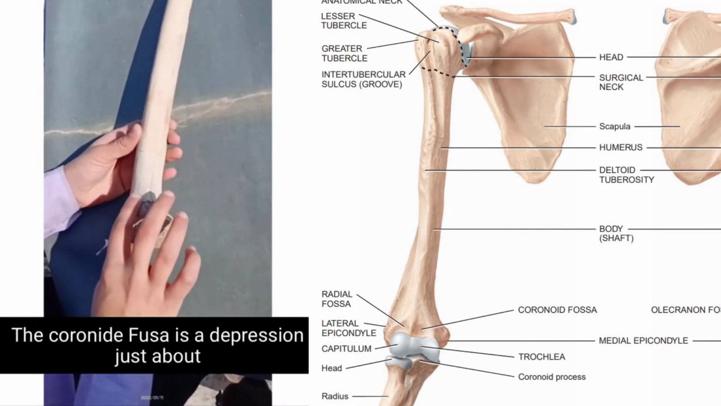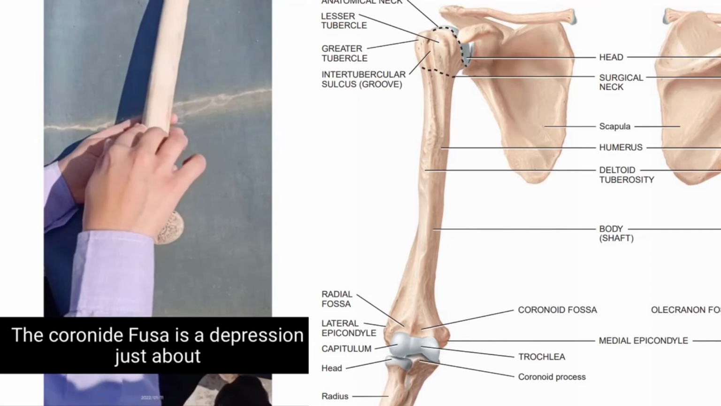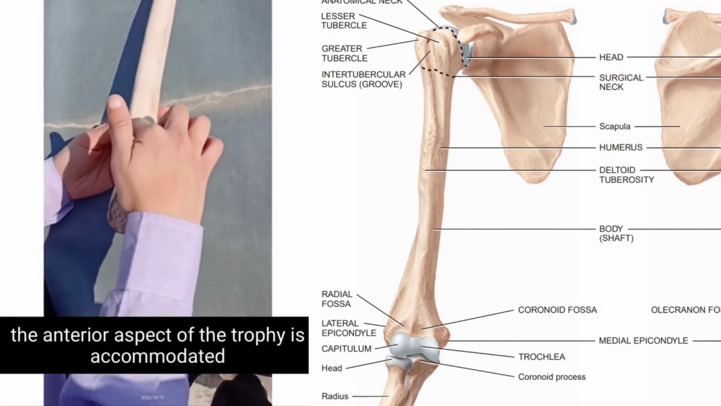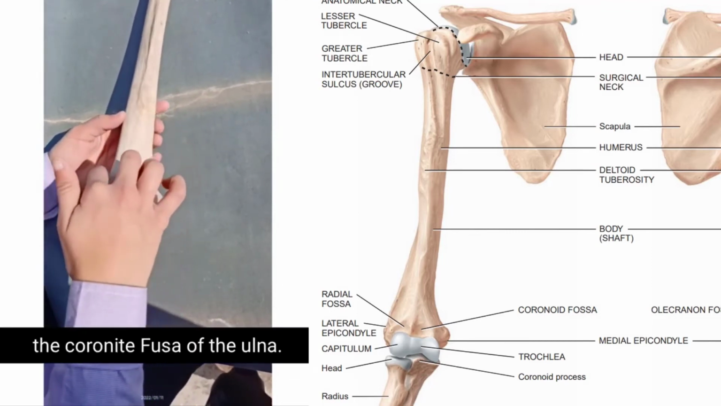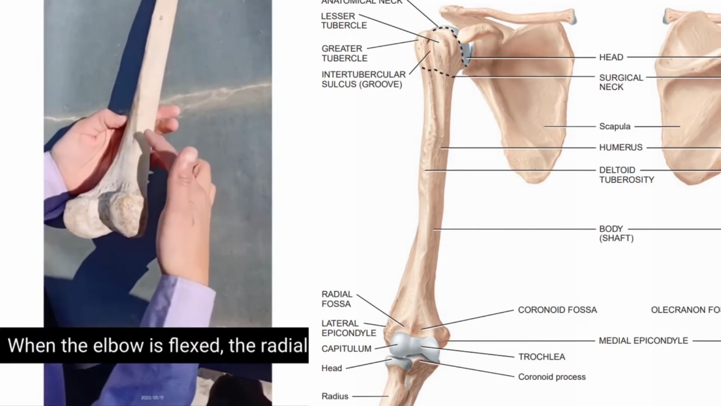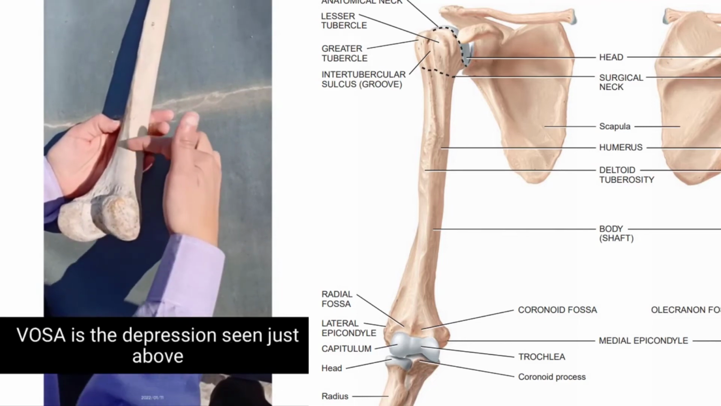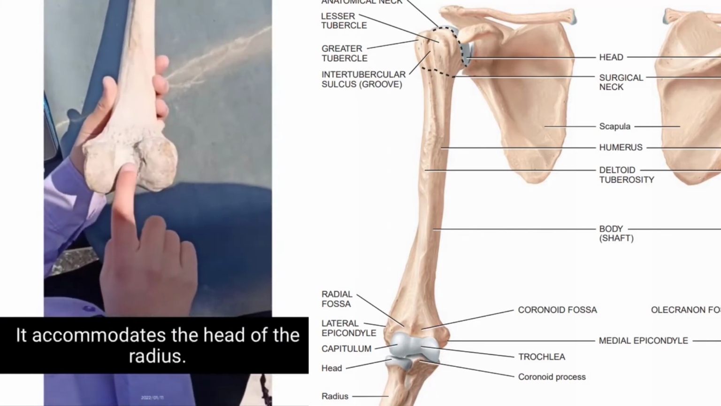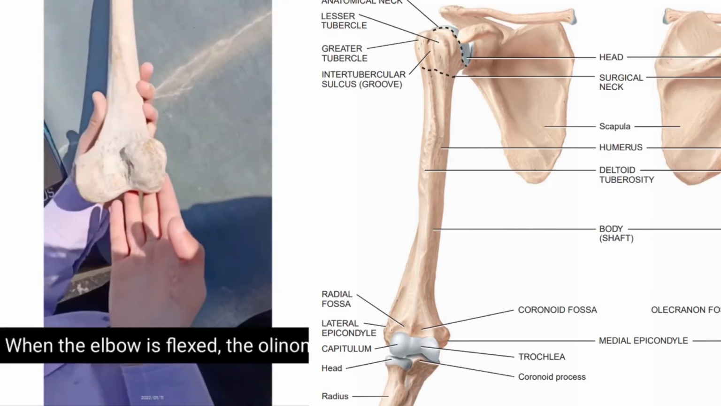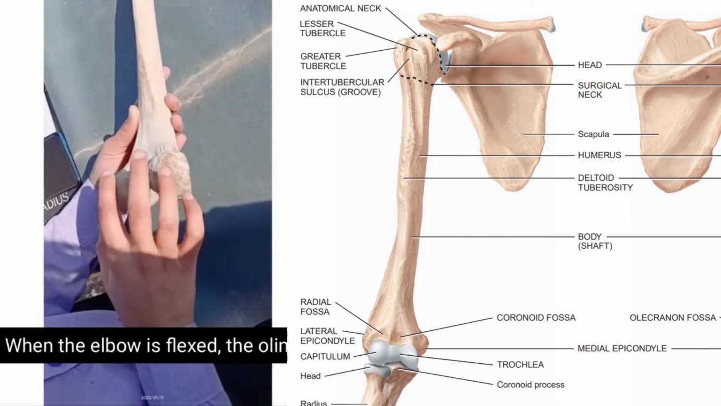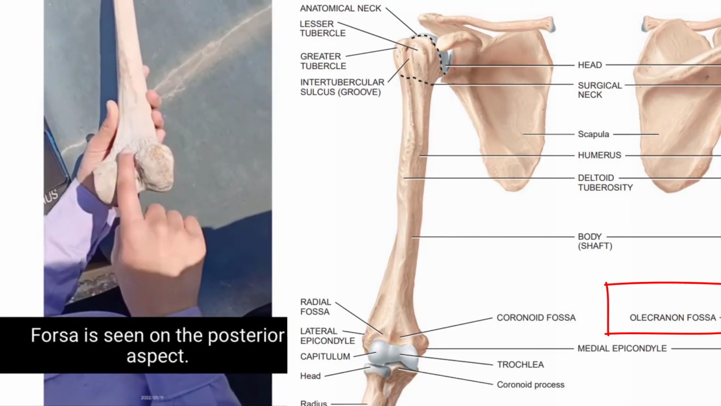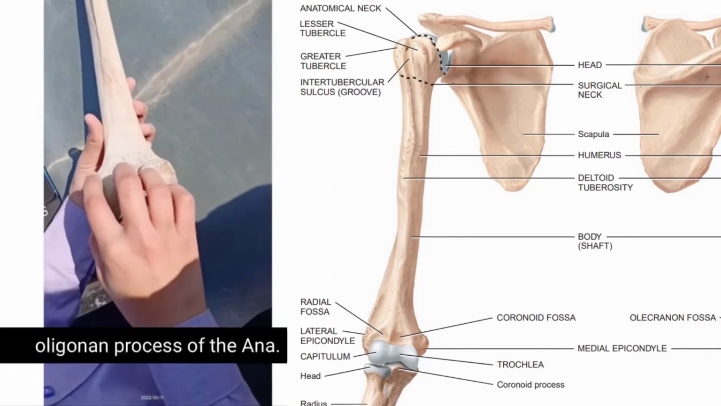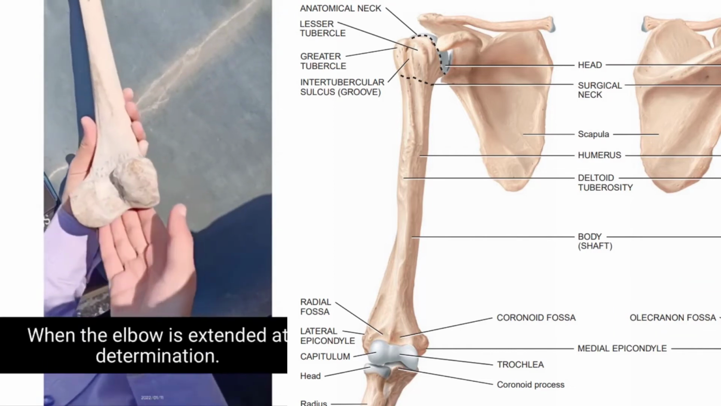The coronoid fossa is a depression seen just above the anterior aspect of the trochlea. It accommodates the coronoid process of the ulna when the elbow is flexed. The radial fossa is the depression seen just above the capitellum on its anterior aspect. It accommodates the head of the radius when the elbow is flexed. The olecranon fossa is seen on the posterior aspect just above the trochlea. It accommodates the olecranon process of the ulna when the elbow is extended.